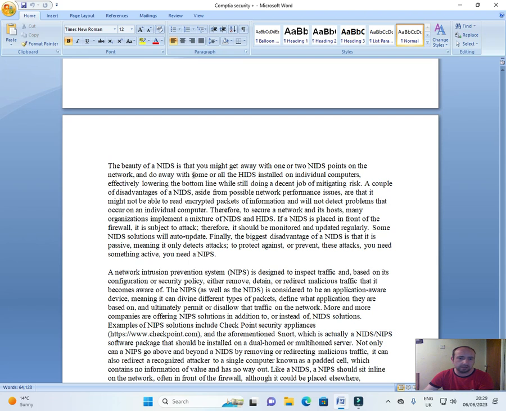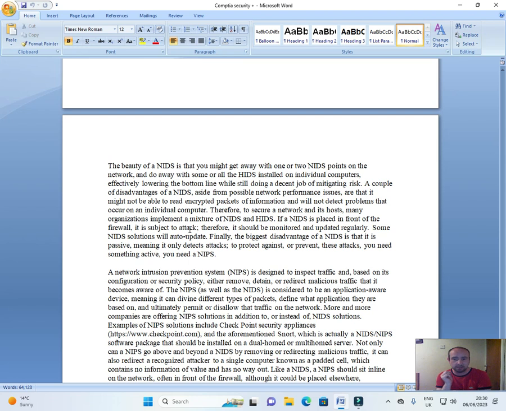The beauty of a NIDS is that you might get away with one or two NIDS points on the network and do away with some or all of the HIDS installed on individual computers, effectively lowering the bottom line while still doing a decent job of mitigating risk. A couple of disadvantages of NIDS, aside from possible network performance issues, are that it might not be able to read encrypted packets of information and will not detect problems that occur on an individual computer. Therefore, to secure a network and its hosts, many organizations implement a mixture of NIDS and HIDS.